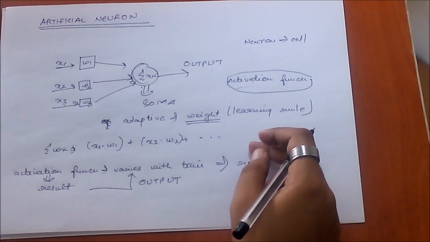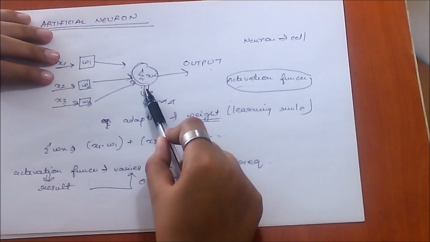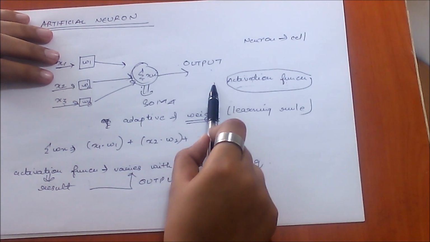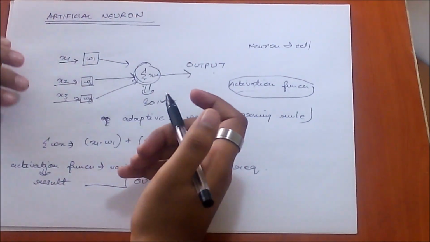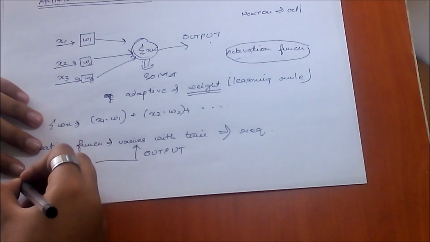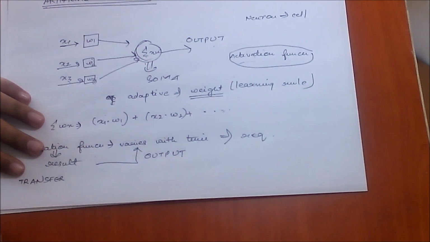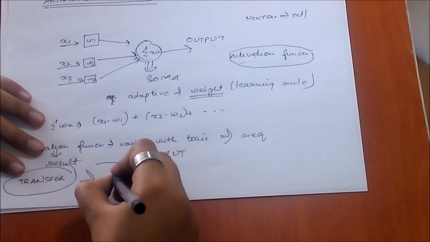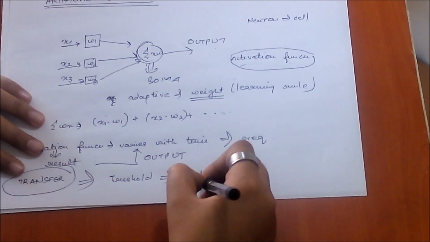Now if we talk about the third component, that is the transfer function. In the transfer function, the summation can be compared with some threshold to determine the neural output. If the sum is greater than the threshold value, the processing element generates a signal, and if it is less than the threshold, no signal is generated. So in the transfer function, the summation is compared with a threshold value according to which the output is decided.